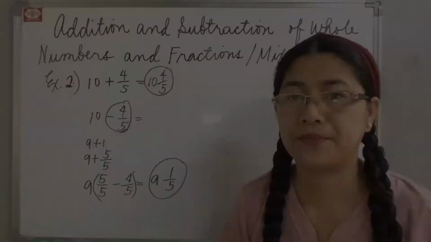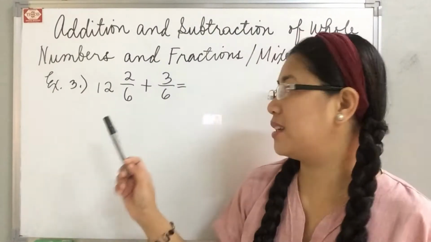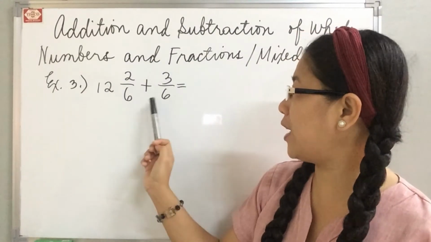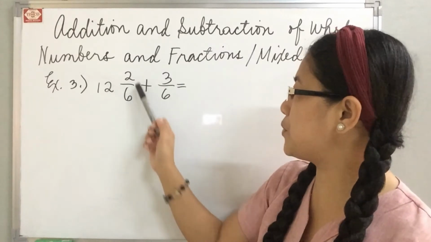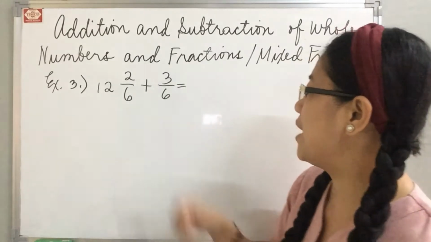Okay? Our third example is a mixed fraction and a fraction. So 12 and 2/6 plus 3 over 6.